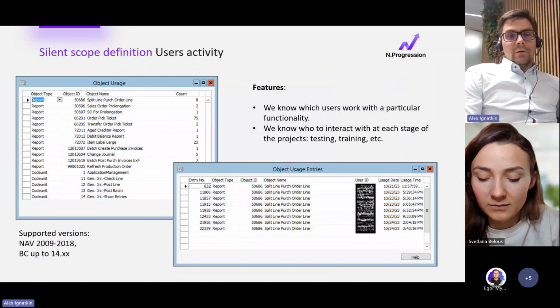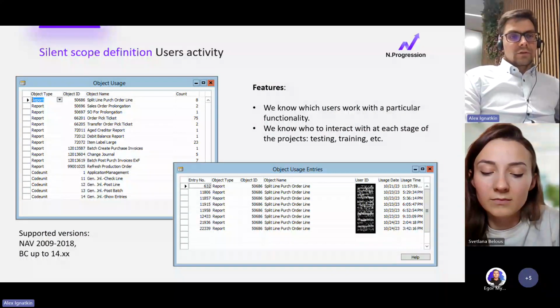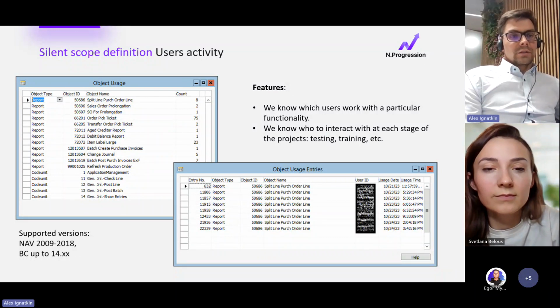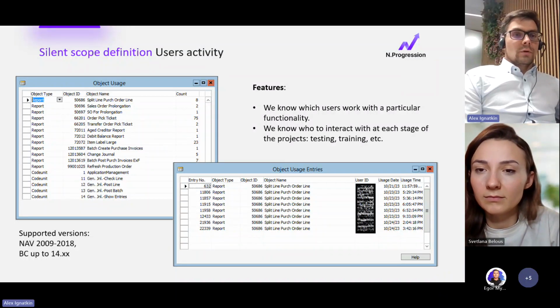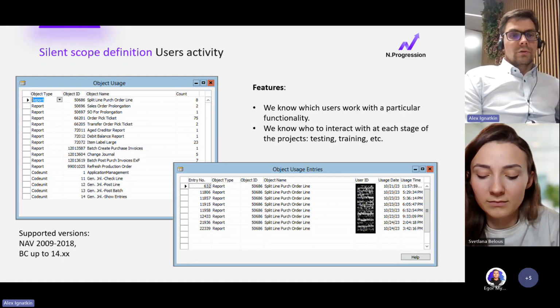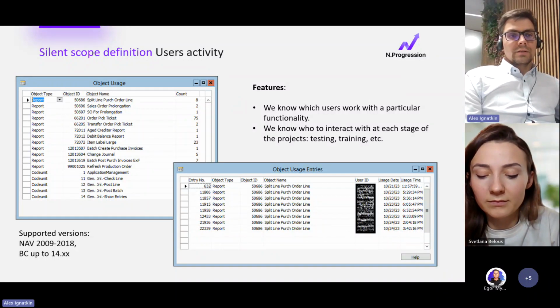So here, for example, you can see some screenshots. On that screenshot, you can see the list of tables which were run by users. And in the last column, you can see the count. You can drill down to the count, and on the right side, you can see all the details. So it's all users' activity related to this particular object. Here we're talking about some report.